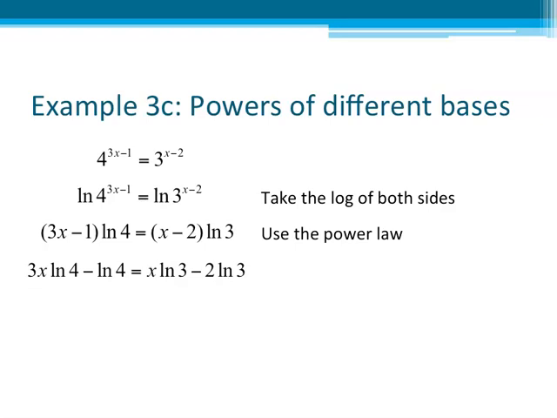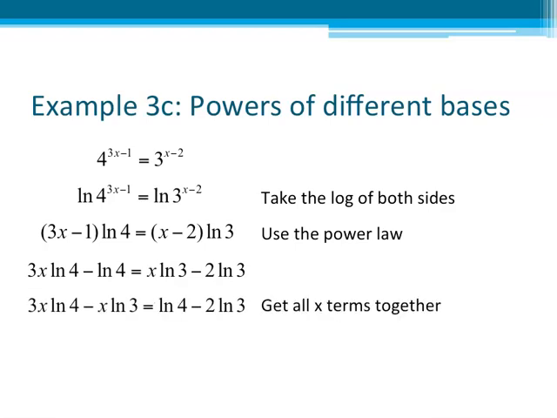Now we need to get x by itself. You'll notice this is more complicated than the last problem. And one of the strategies that you can use is you can get all the terms that have an x over to one side and all the terms that don't have x over to the other side. So here I'm going to move the ln of 4 over to the right-hand side and the x ln of 3 over to the left-hand side. So I've gathered all the x terms together on the left.